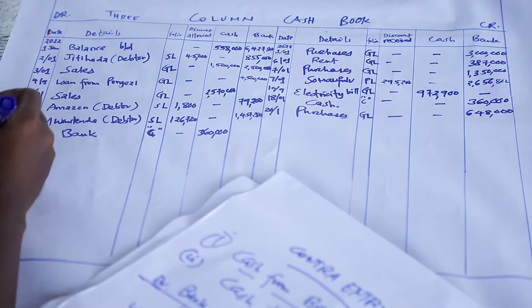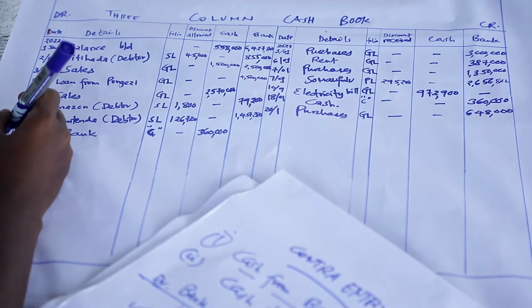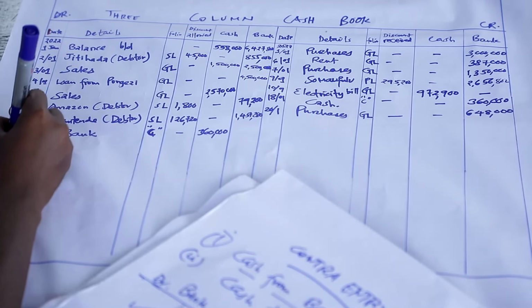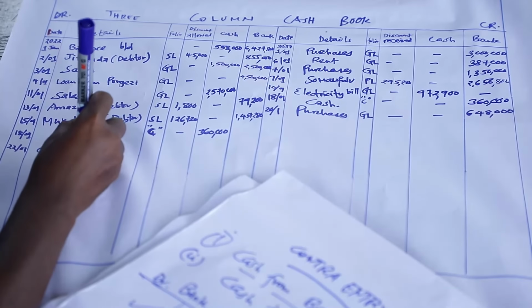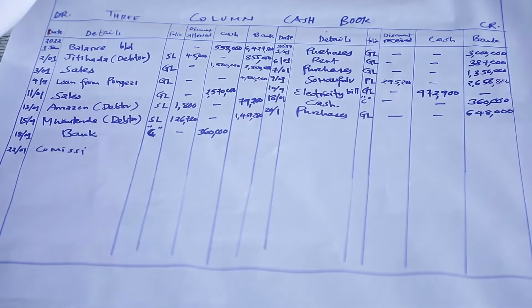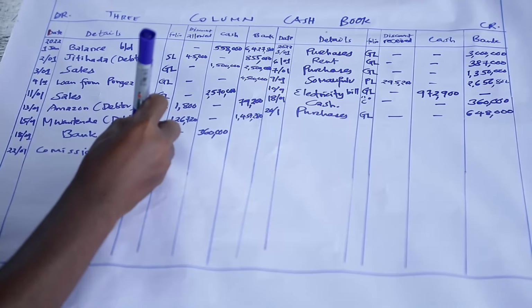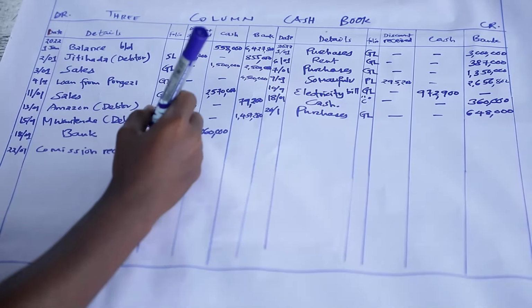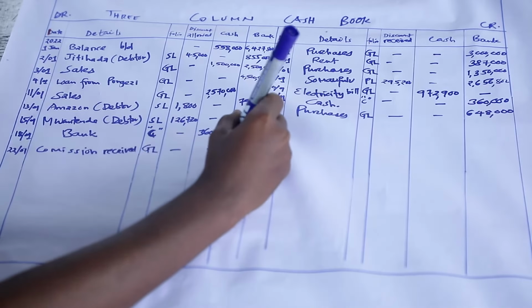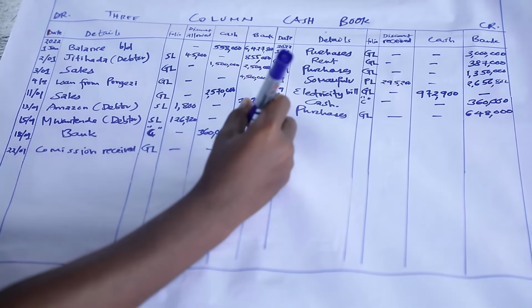So received commission by check manake tunapokea commission, so it's an income na tumepokea hela. So will be 22nd January, so we are going to record commission received. Commission received, and this would go to the general ledger. It will go to the bank column, so going to record it.